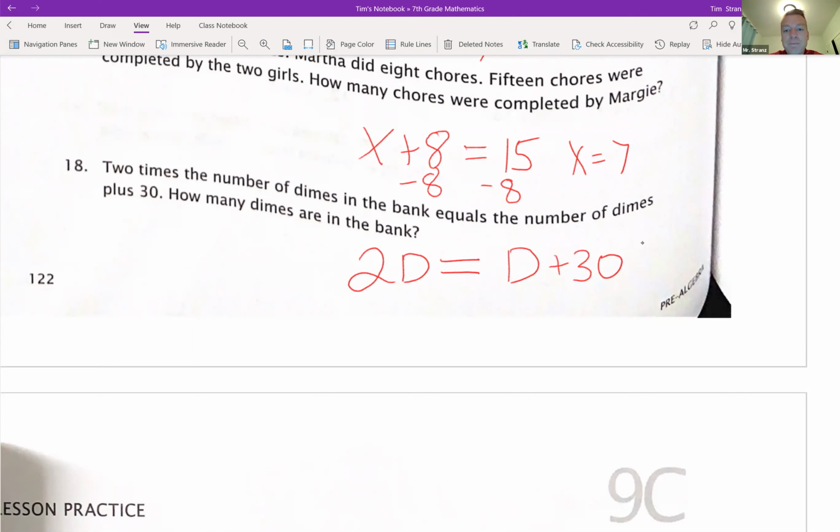Okay, so I need to move this D over here to get all my D's on one side of the equation. So if I subtract D from this side, I subtract D from this side, I have 1D left equals 30. And there's my answer. How many dimes are in the bank? There's 30 dimes in the bank.